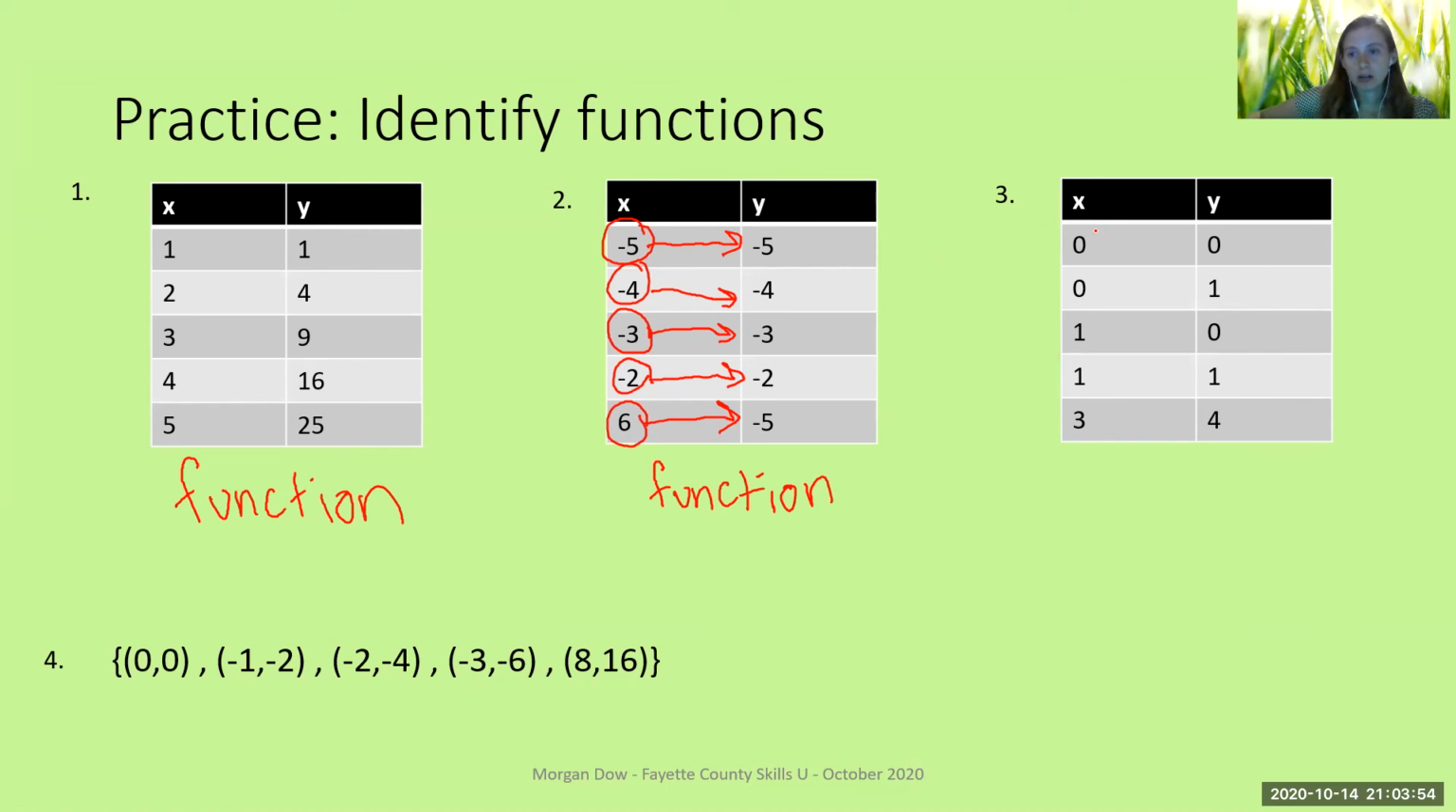All right, third problem here. So this is definitely not a function. The input of 0 has two different outputs. The input of 1 has two different outputs. So this is not a function.